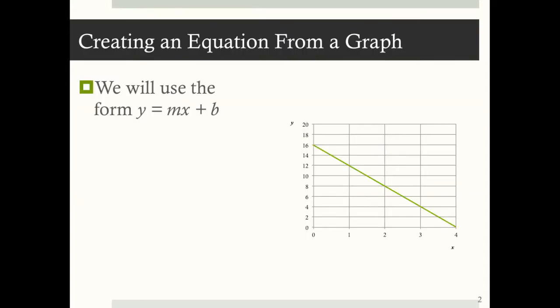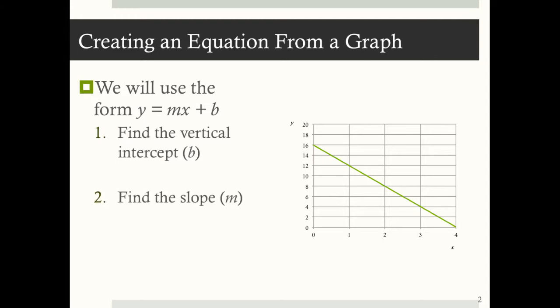So when you're given a graph, the best way to create an equation from it is to use y equals mx plus b, when you're given a linear graph. These are the steps you should follow. First, find the vertical intercept. That's the b in the equation. Then find the slope. You can find the slope by choosing any two ordered pairs on the graph and calculating it. And then plug into the slope-intercept form, y equals mx plus b, leaving y as y and x as x.